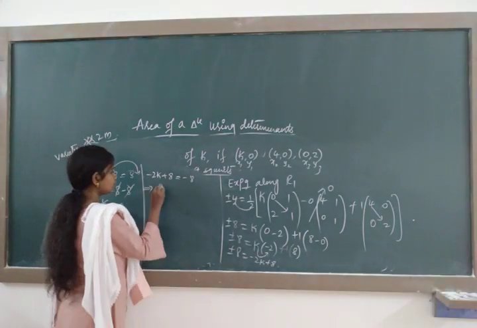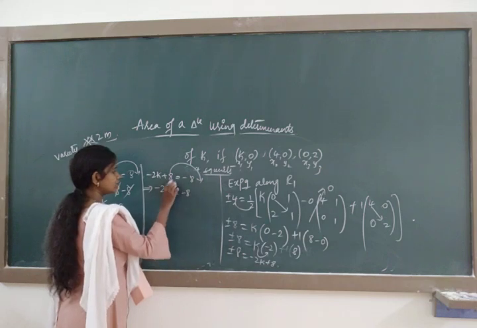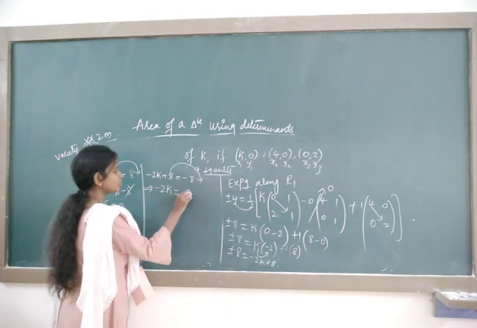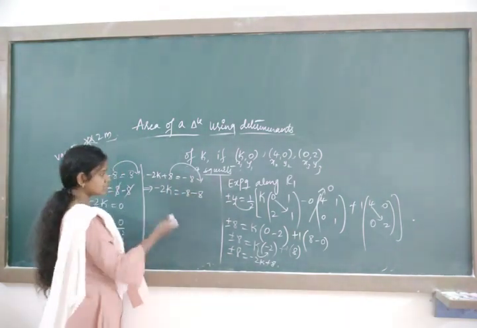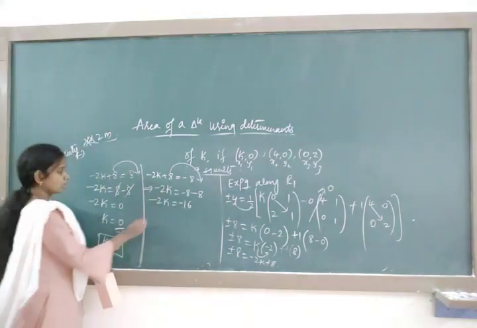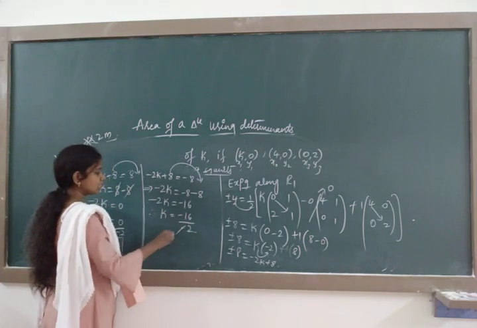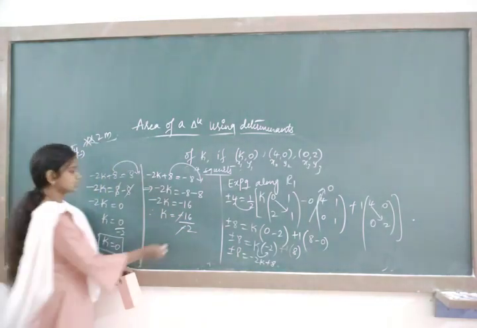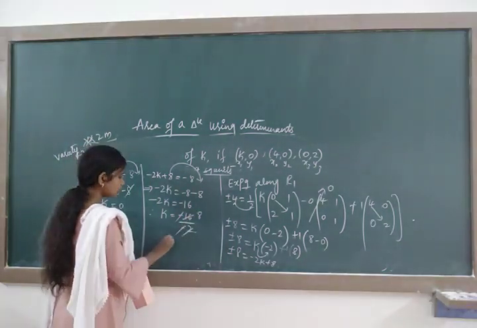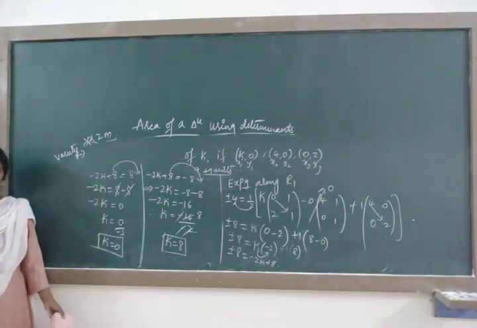Now this one, minus 2k is equal to, transfer this side, it will be minus 8. This is plus 8. When you are moving to that side, it will become minus 8. Minus 2k is equal to minus 16. Therefore k is equal to minus 16 divided by minus 2. Minus with the minus cancels out. 2 ones are 2, 2 eights are 16. Therefore k is equal to 8. So two values of k you got.